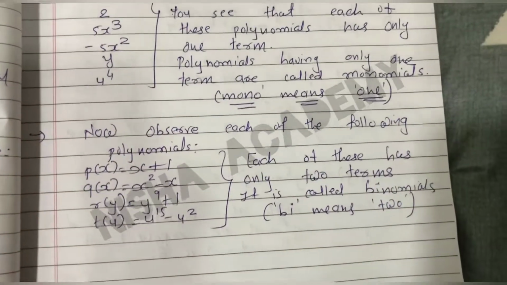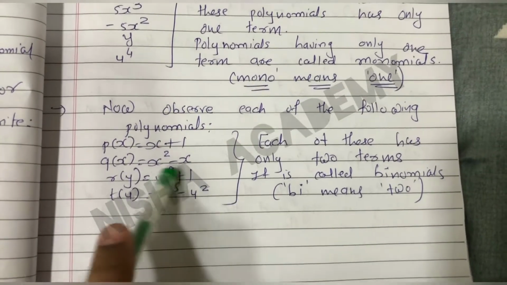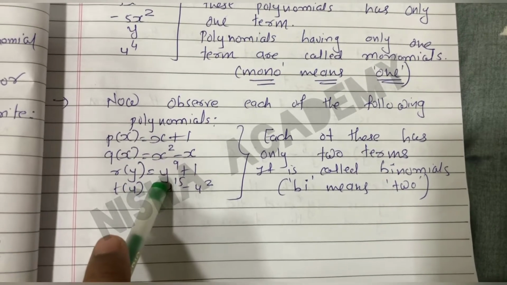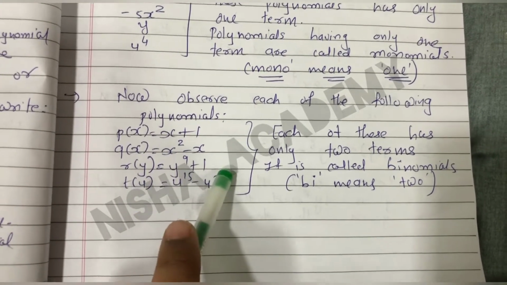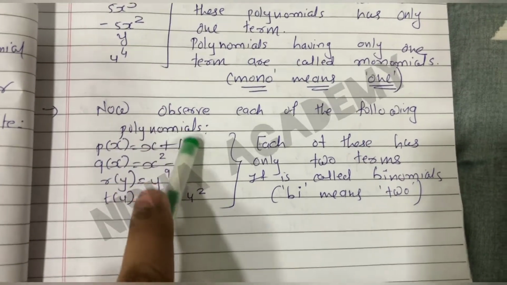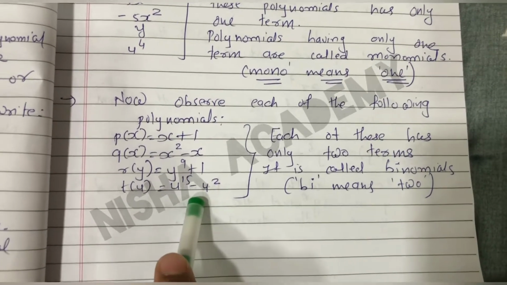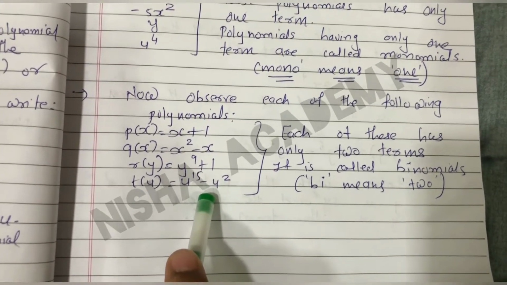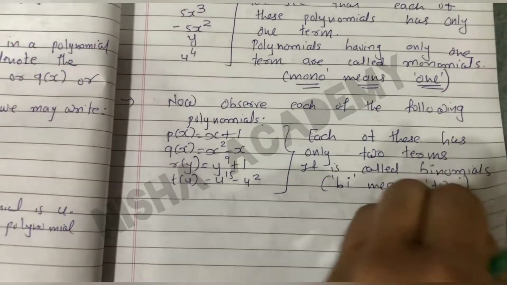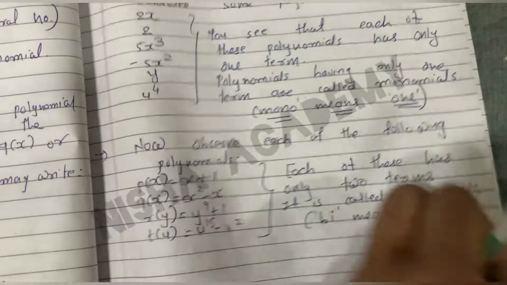Now observe the following polynomials: p of x equal to x plus 1, q of x equal to x square minus x, r of y equal to y raised to 9 plus 1. Each of these has only two terms. They are called binomials. Bi means two. So, the definition of monomials, and the definition of binomials.